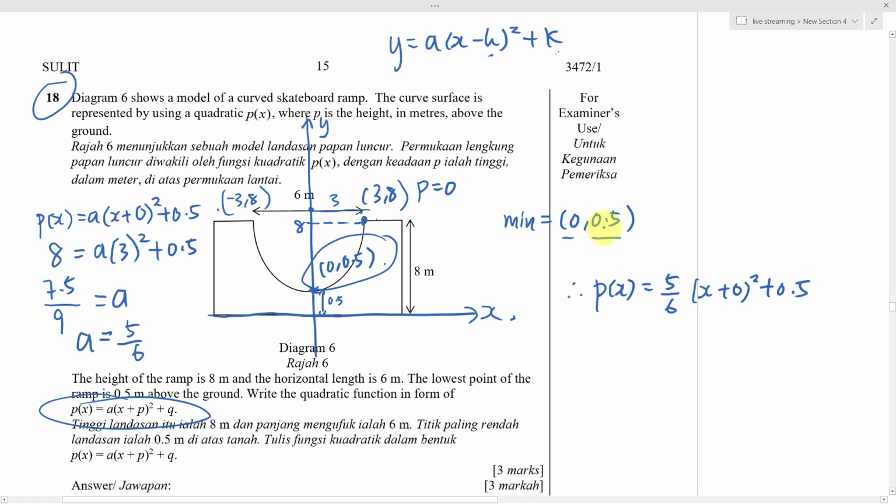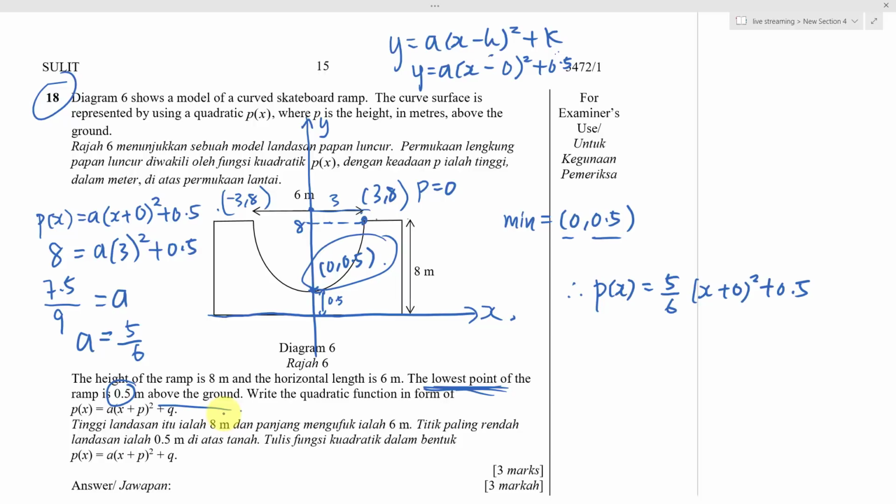So therefore, if I substitute the coordinate into here, I will get a(x minus 0) squared plus 0.5, isn't it? This is how we plug the minimum coordinate into our completed square equation. And how do we know that one is 0.5? Because the question says so. The lowest point of the ramp is 0.5 meter above the ground. The ground is the x-axis. 0.5 above the x-axis is 0.5.